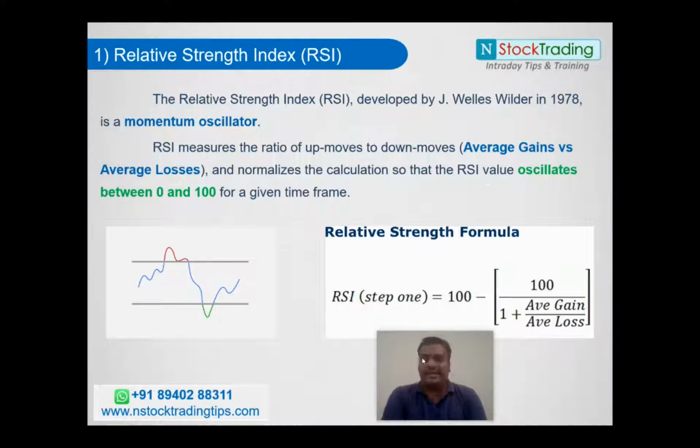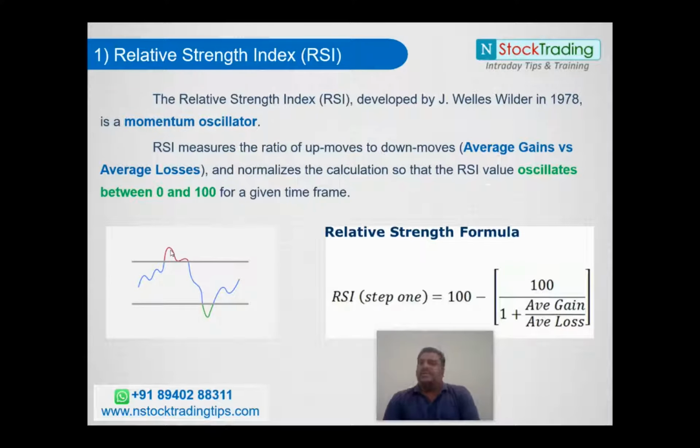What is RSI or Relative Strength Index? RSI was developed by J. Wells Wilder in the year 1978, and it's a momentum oscillator. We call it an oscillator because, as you see in this picture here, there is a range between 0 and 100, and based on the price movements, the RSI value oscillates between 0 and 100. It's a bound range. It doesn't go beyond 100 and 0. So it's a momentum-based oscillator.